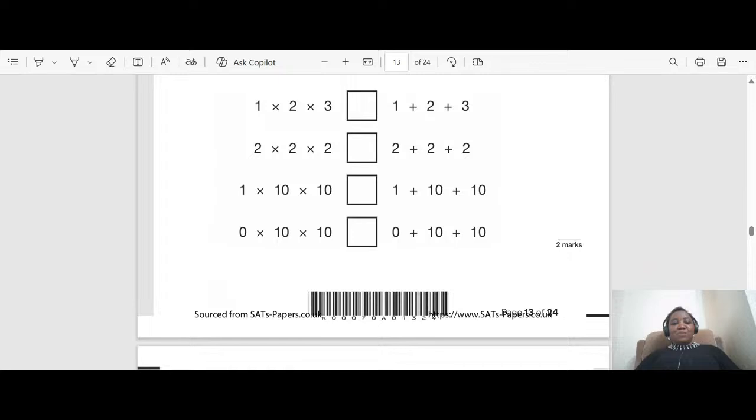Now 0 times 10 times 10, anything multiplied by 0 is 0. So this left hand side is 0. And then I have 0 plus 10 plus 10, that gives me 20. So of course 0 is less than 20. So I'll put my less than sign in there.